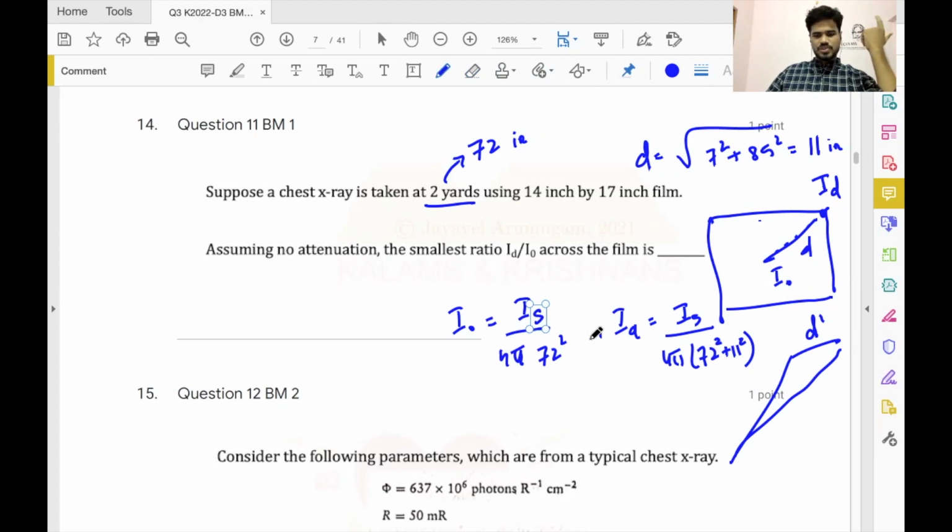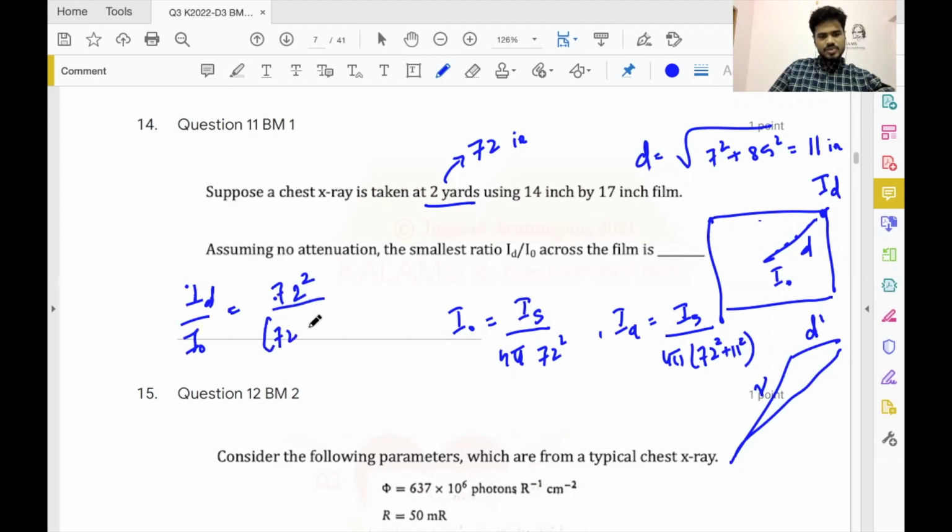Based on this, what is I naught over I_D? It's the ratio of these two things. Quickly, what is the ratio we get? So our I_D over I naught will be 72 square by 72 square plus 11 square.